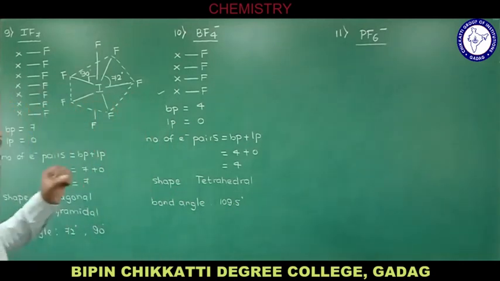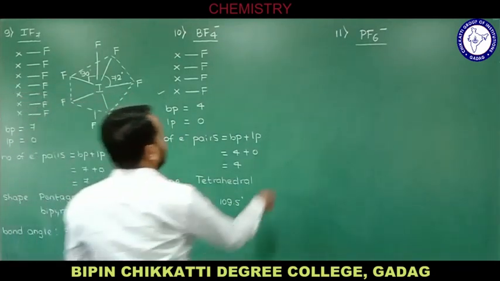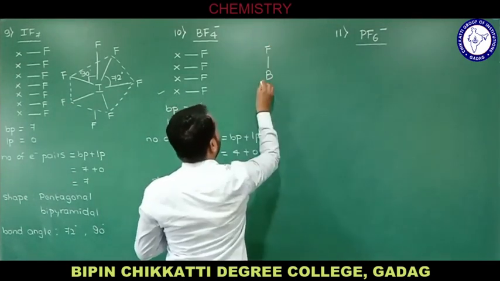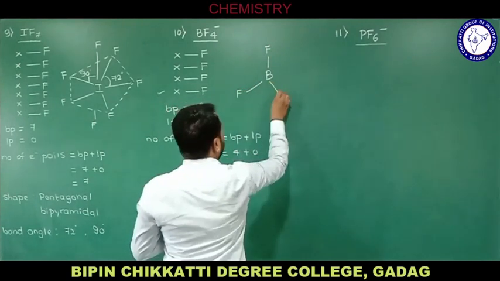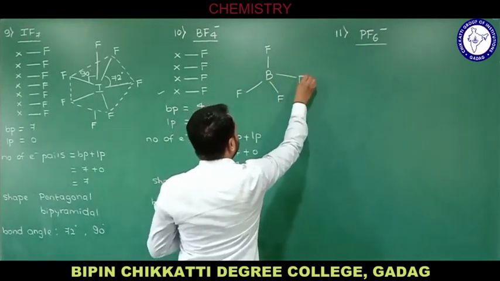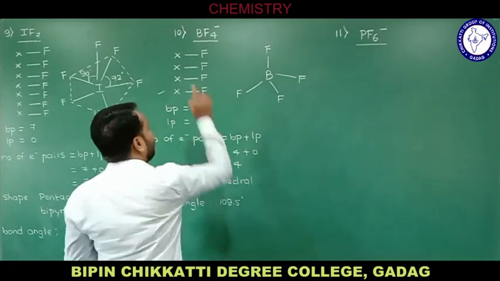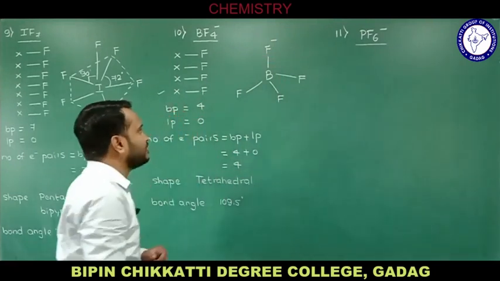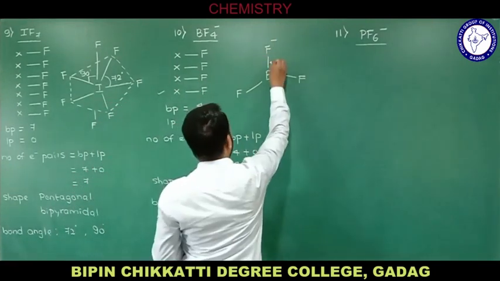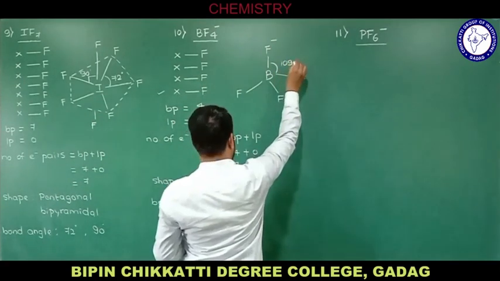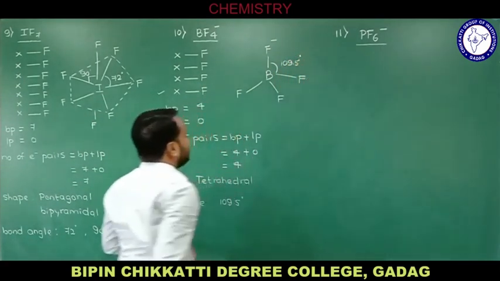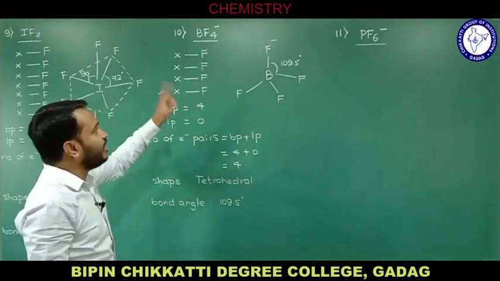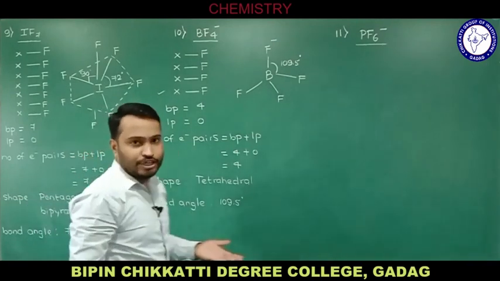So now we'll see how BF4 minus actually looks like. We have a B over here, and all the F's will occupy the corners of the regular tetrahedron. So this is how the tetrahedral shape can be represented, and the 1 minus we have is going to be mutually shared with the F. Therefore 1 F I am going to represent with a minus, and the bond angle you can mention is 109.5 degrees. That is how for ions also we can predict the shape, and you need to remember that since minus we have, 1 extra electron needs to be considered.